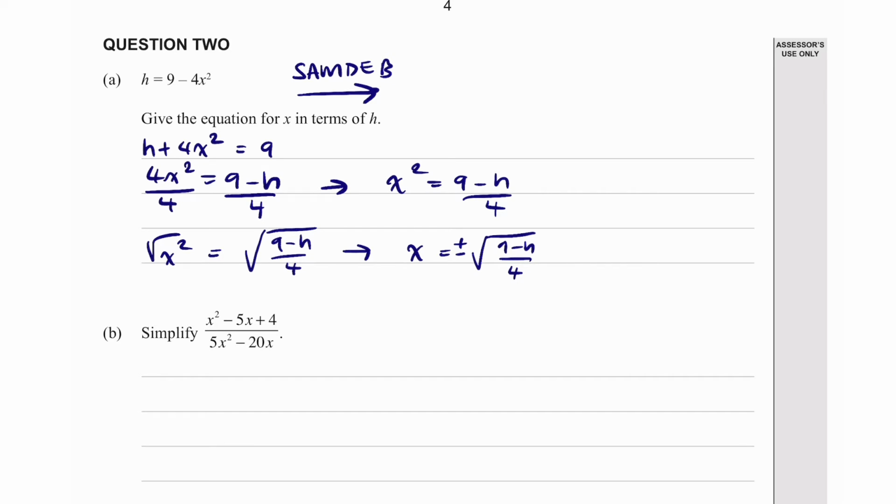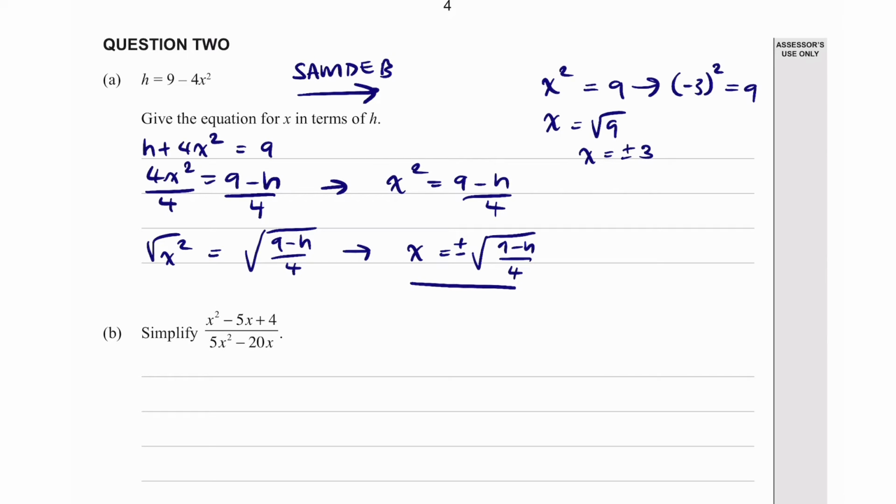Now remember that we need to include a plus and minus sign here, because, for example, let's say I had x squared is equal to 9. If I take the root of both sides, I get x is equal to the root of 9, so x is equal to plus or minus 3. If x is equal to negative 3, negative 3 squared still gives me positive 9, and that's why we have to have this plus or minus sign here. So this is my final answer because I've rearranged for x.